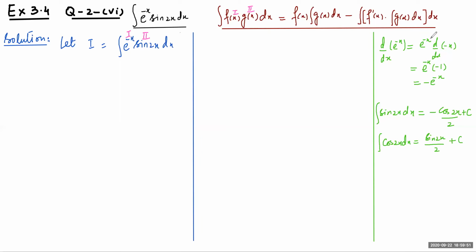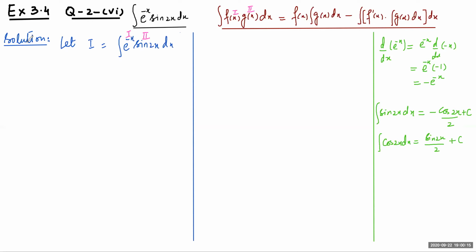The previous knowledge which we need here is d by dx of e to power minus x equals e to power minus x into d by dx of minus x, by the application of chain rule. The derivative of minus x is minus 1. As a result, d by dx of e to power minus x becomes minus e to power minus x. Integral of sine 2x dx equals minus cos 2x by 2 plus c. Integral of cos 2x dx equals sine 2x by 2 plus c.